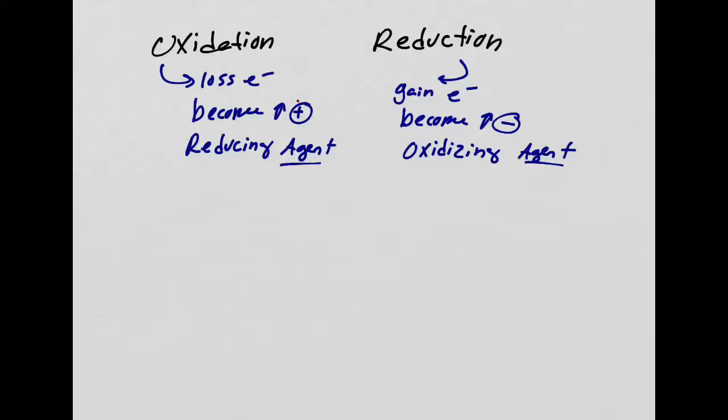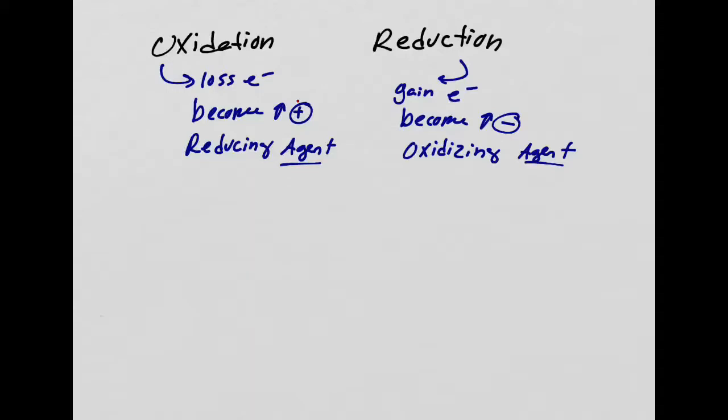If I lose my electron, I am oxidation. But because I lose my electron, I'm causing you to gain those electrons. So I'm a reducing agent because I'm causing you to gain my electron. Okay, so if I'm losing my electron, I'm oxidation. But because I'm losing, I'm causing you to gain it, so I'm a reducing agent. So they are the opposite.